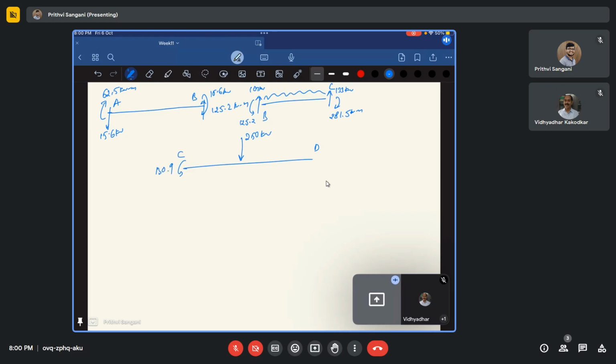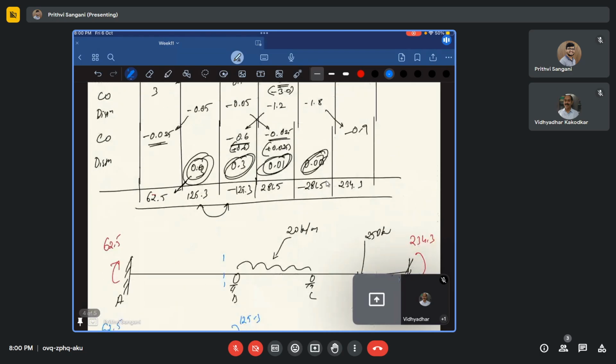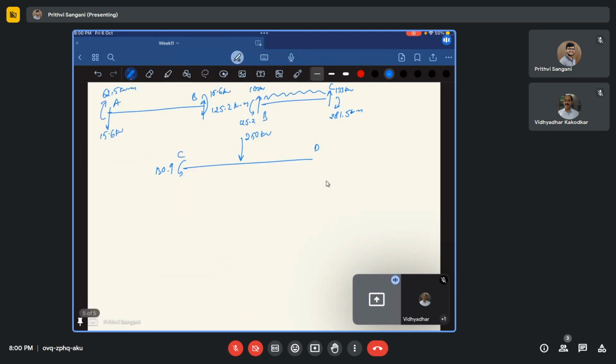130.9. You can see here. Is it 130? No, this is 281, right? Minus. So this is going to be 281.5 kilonewton meter, and the shear force is 130.9.